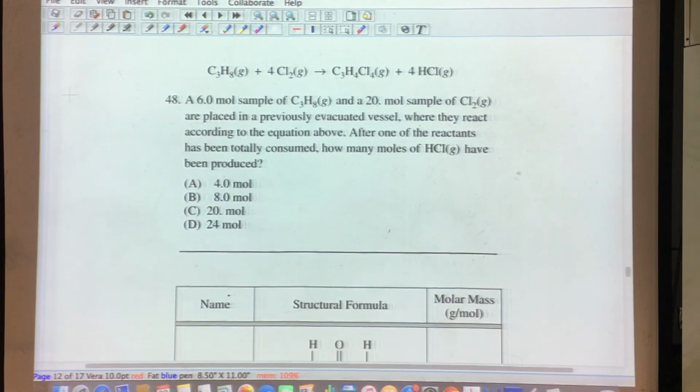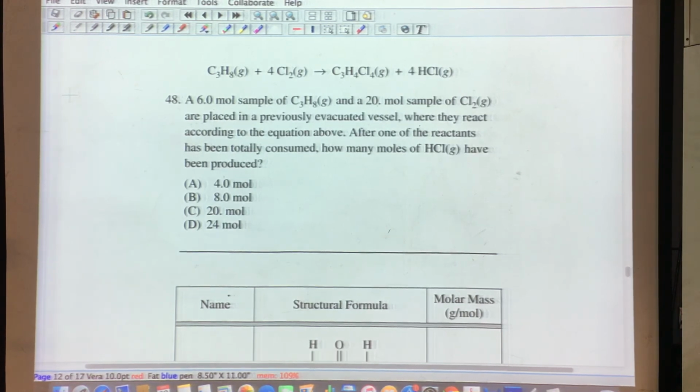A 6 mole sample of C3H8 and 20 mole sample of Cl2 are placed in a previously evacuated vessel. How many times have they talked about a previously evacuated vessel and they put in gas? They're in love with gases, okay? So you'll see a question. When they react according to the equation above, after one of the reactants has been totally consumed, how many moles of HCl have been produced?